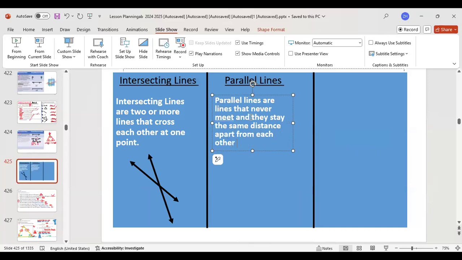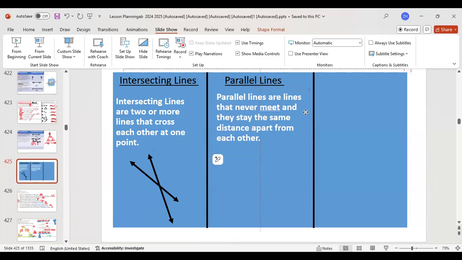That's what we mean by parallel lines. Parallel lines could be going horizontally, vertically, or oblique in a slanted direction. So we're going to draw the horizontal one. They are equally spaced out and they never meet. These are your parallel lines.